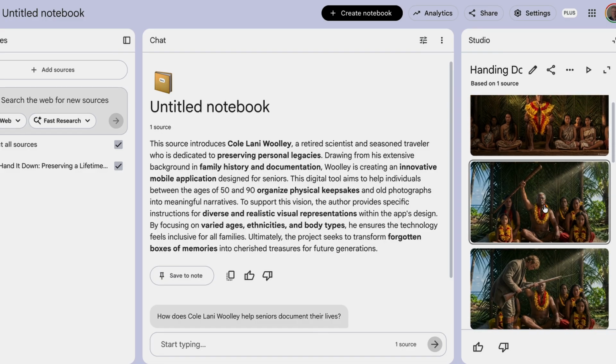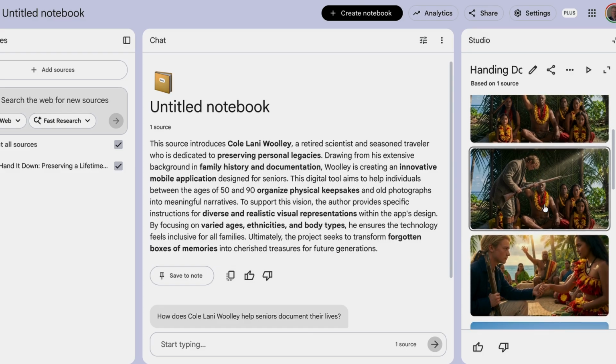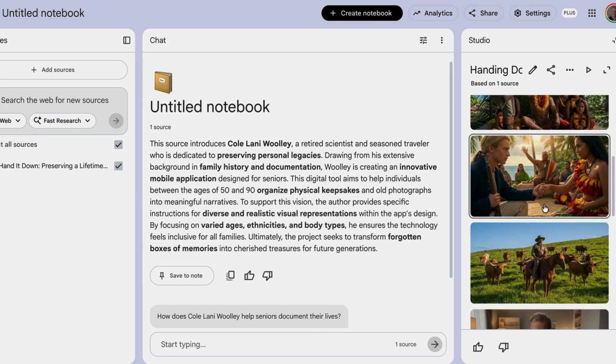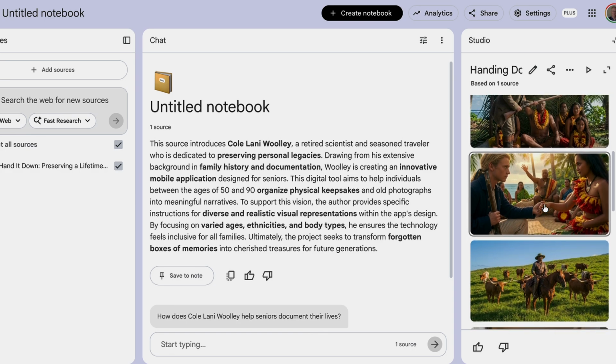It probably cost me, I don't know, 20 cents. That's like really, really cheap. And I'll utilize this to illustrate my videos. You see how easy it is? AI can be used to help me illustrate times past.